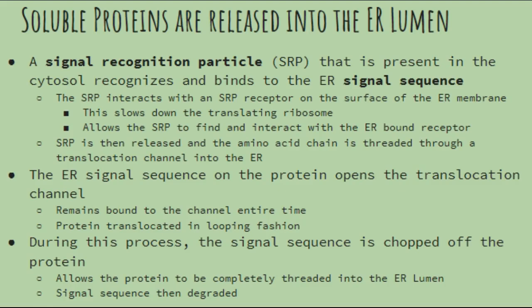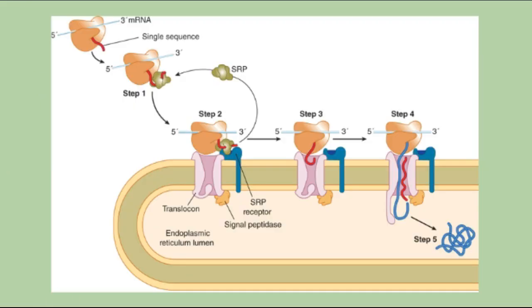The ER signal sequence on the protein opens the translocation channel. The ER signal sequence remains bound to the channel the entire time, which means the protein is translocated into the ER in a looping fashion through the channel. During this process, the signal sequence is chopped off the protein, which allows the protein to be completely threaded into the ER lumen, and then the signal sequence is degraded.